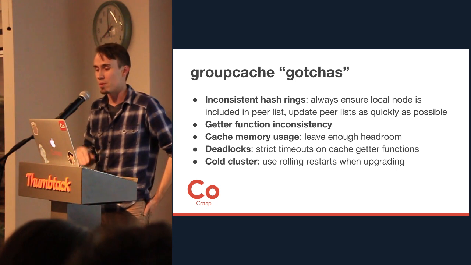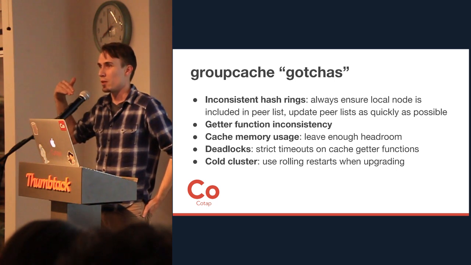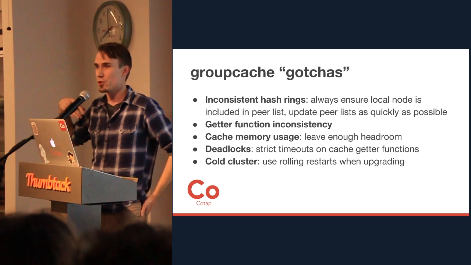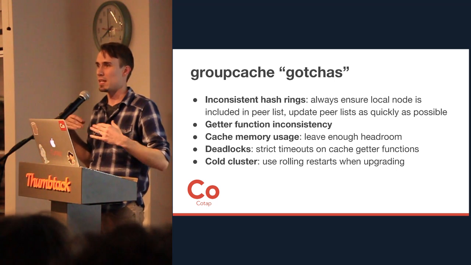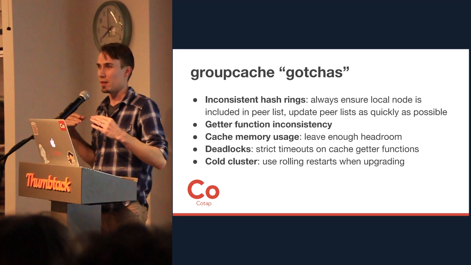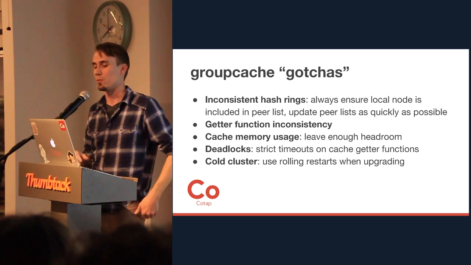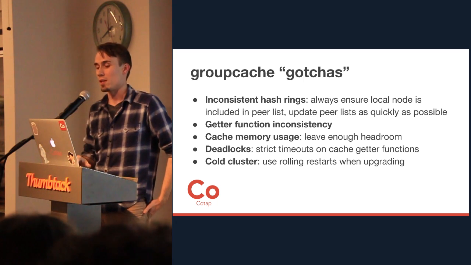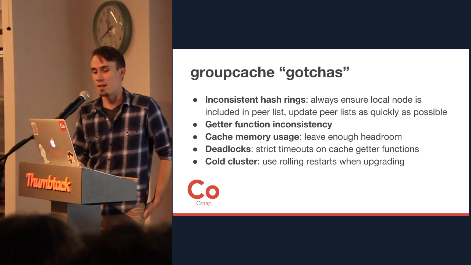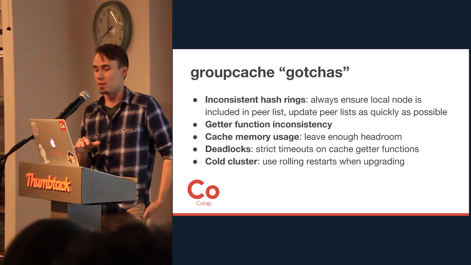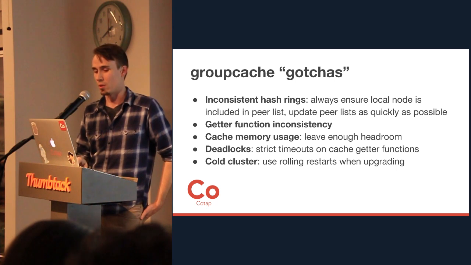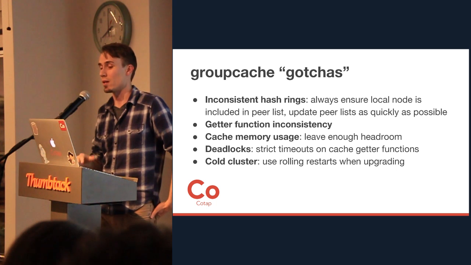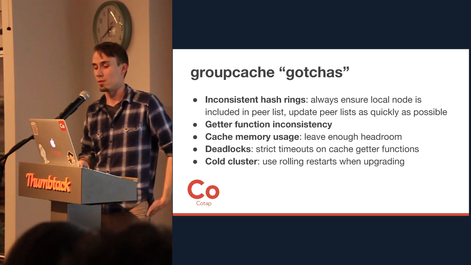Also, cache memory usage. Make sure you leave enough headroom. Currently, Groupcache actually copies the bytes out of the local cache in order to return it to the client. So you need at least double the cache that you have locally in order to handle any potential requests that are coming in. So we try to factor that into the memory usage. And I think it might even be worse than that. I'm still doing some calculations on what the memory usage actually is, and I think there's a way to optimize that, but currently it's copying the bytes directly from the local cache.